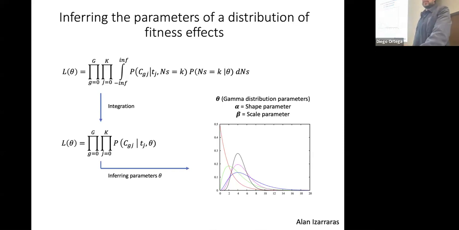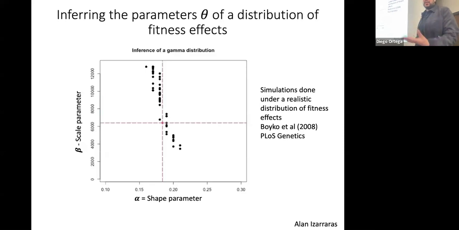So we went on and did this, and here I'm going to show you some results. This is the distribution of fitness effects as inferred in humans by Boyko, and these are the parameters of the distribution. And we did some simulations. In those simulations, we tried our method, and we saw how the two parameters of the gamma distribution of fitness effects infer the real value. And overall they seem kind of close to the actual value.